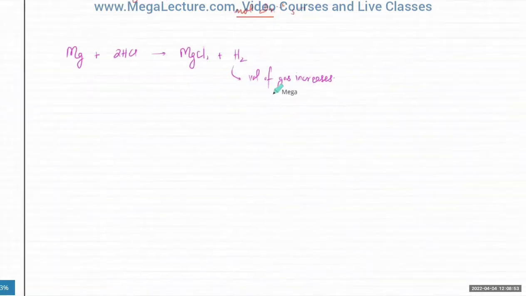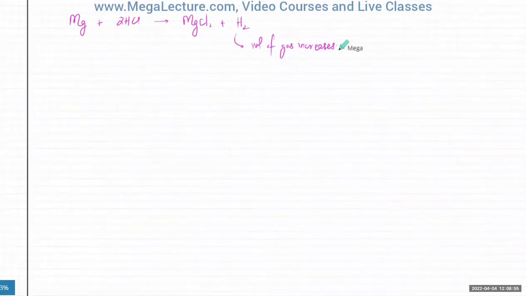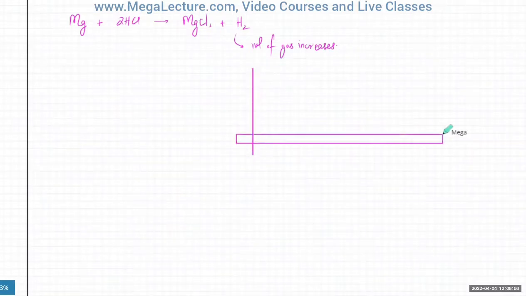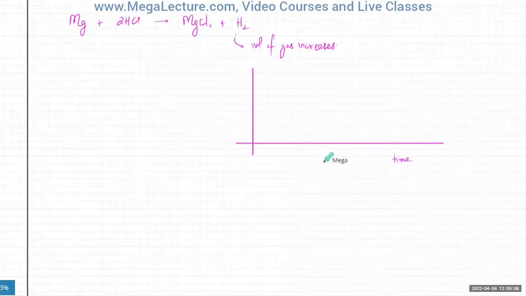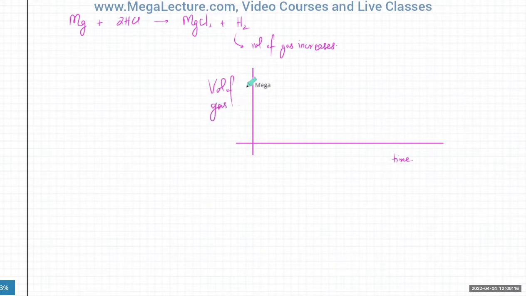Usually it's going to increase in this fashion: initially there's going to be no gas. So one axis would be time, it's always time, or the progress of the reaction, and the other axis is the volume of gas. And the graph is going to go like this. Normally reactions happen very quickly in the beginning and then they slow down.